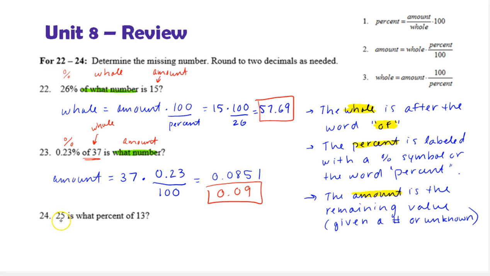So we have 25. Okay, that's not after the word of. It doesn't have a percent symbol. So I know that's the amount, but I'm going to read through and make sure. Is what percent? So that means we are asked to find the percent. It's missing because it says what in front of it. And then we have of 13, which means this is the whole. And this is the amount.